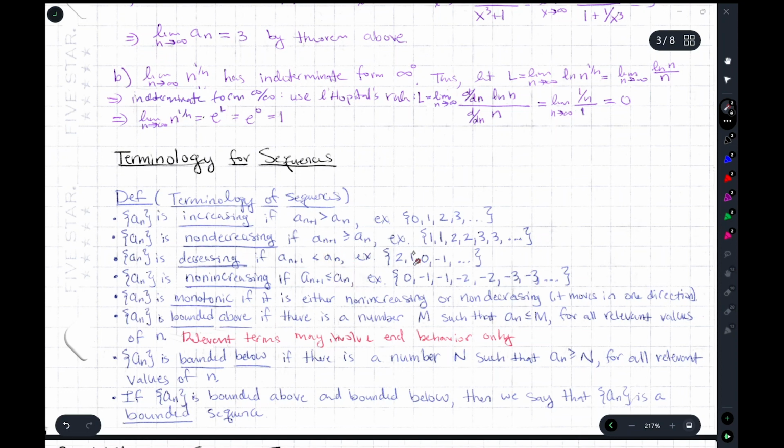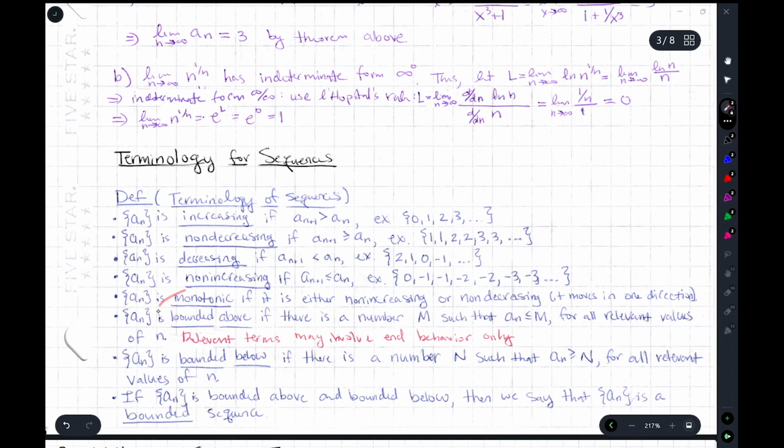A sequence is said to be decreasing if a sub n plus 1 is strictly less than a sub n. So each subsequent term is strictly less than the previous. And here's an example of that. Non-increasing if we allow equality as well. And so here's an example of that. This negative 2 is equal to the previous term, but that's fine because it's non-increasing.